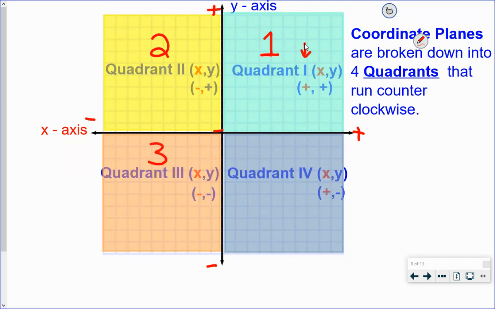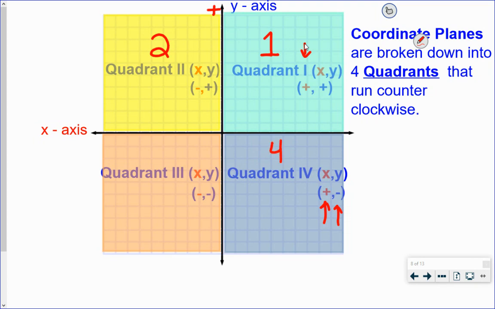Quadrant 3, we go left, which is negative for x. And then we go down, which is negative for y. Okay? And then lastly, quadrant 4. Quadrant 4, we go right, which is positive for x. And we go down, which is negative for y. Remember, x is always first and y is always second.